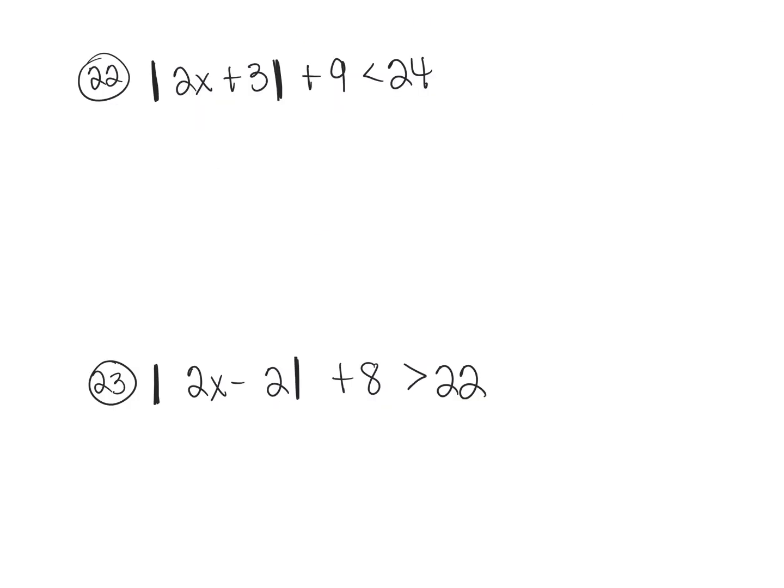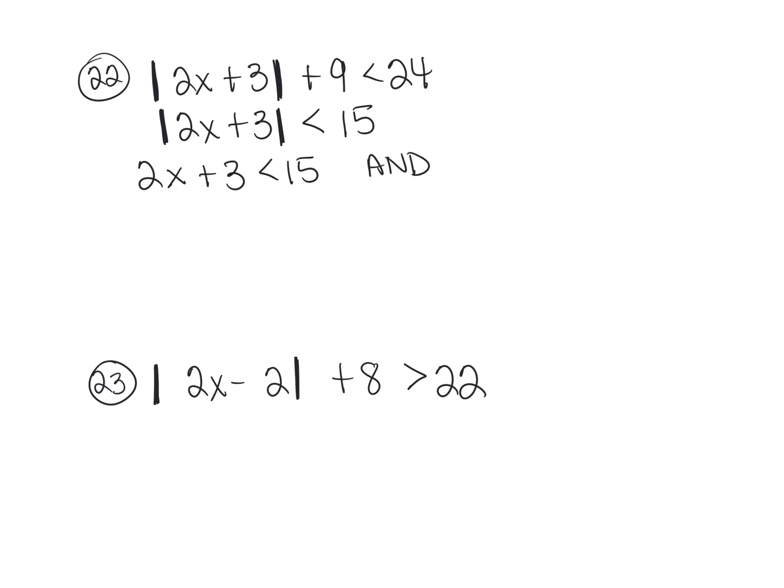22, we're moving into absolute value inequality equations. So the first thing you have to do is get the absolute value by itself. So I'm going to subtract 9, which gives me 15. And now I have to create two equations. Now most of you all write this in two separate inequalities, so this is less than 15, and this is less than, so this is an and. So I'm looking at the overlap.